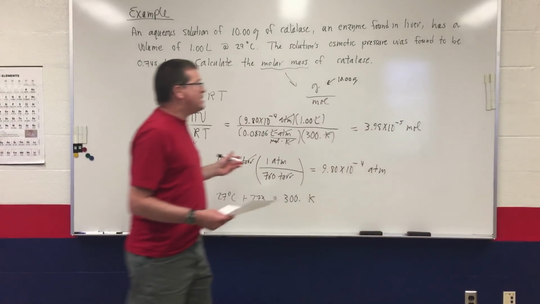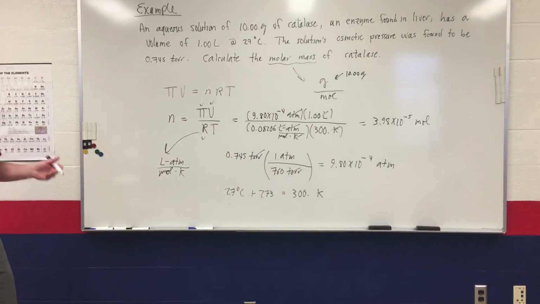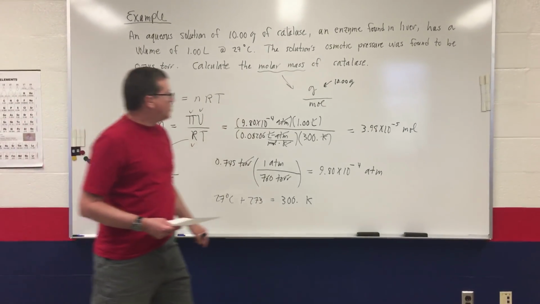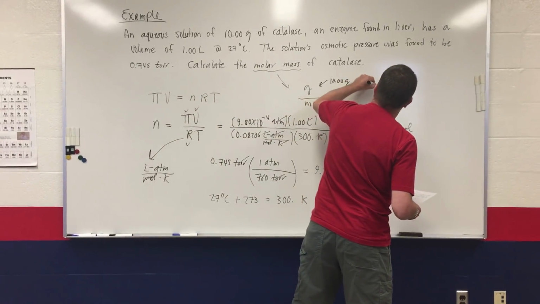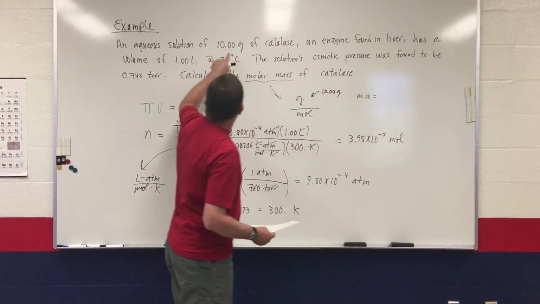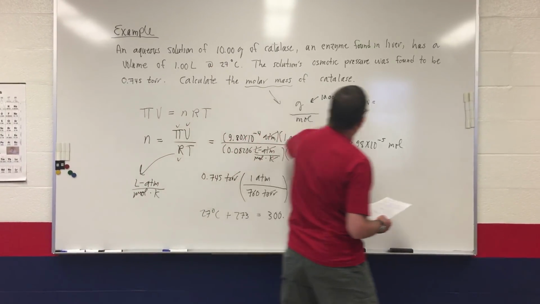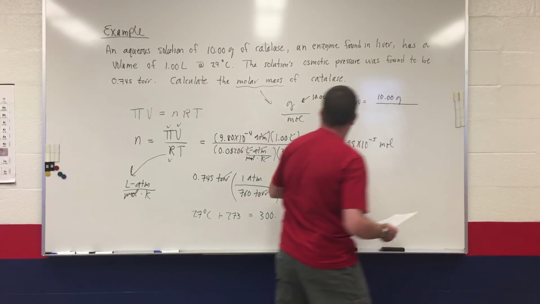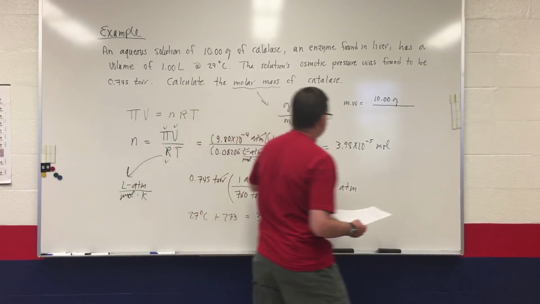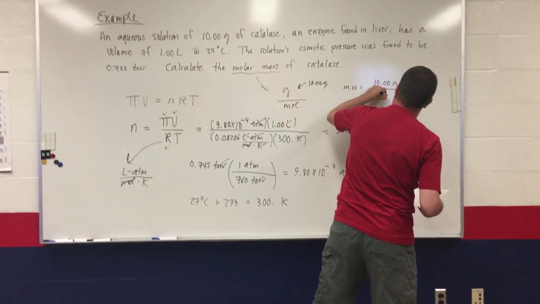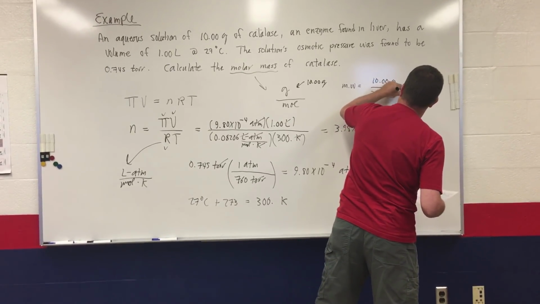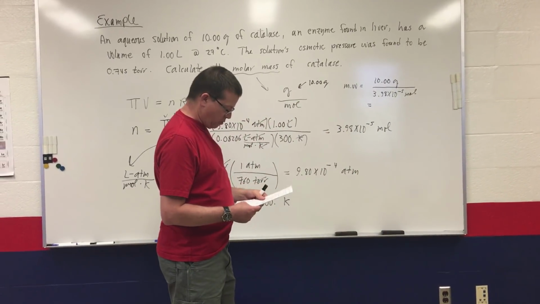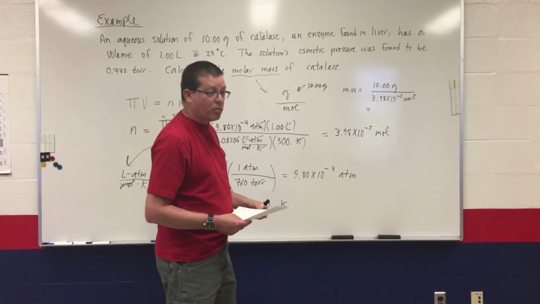All right, now I'm not done yet. I've got my moles now, and I've got my grams. I still need my molecular weight. So let's go ahead and calculate our molecular weight. So my molecular weight is equal to the 10 grams of the catalase that I started with, divided by the corresponding moles, which we have calculated here. 3.98 times 10 to the minus 5th moles, and to 3 sig figs, that turns out to be a molecular weight of 2.51 times 10 to the 5th.